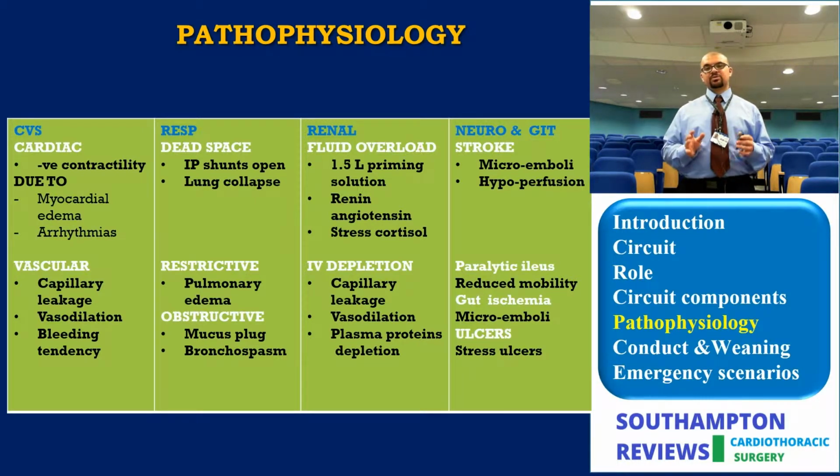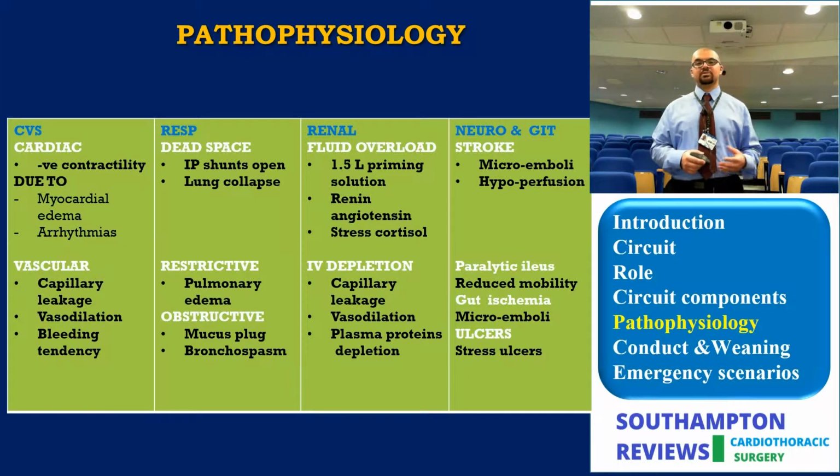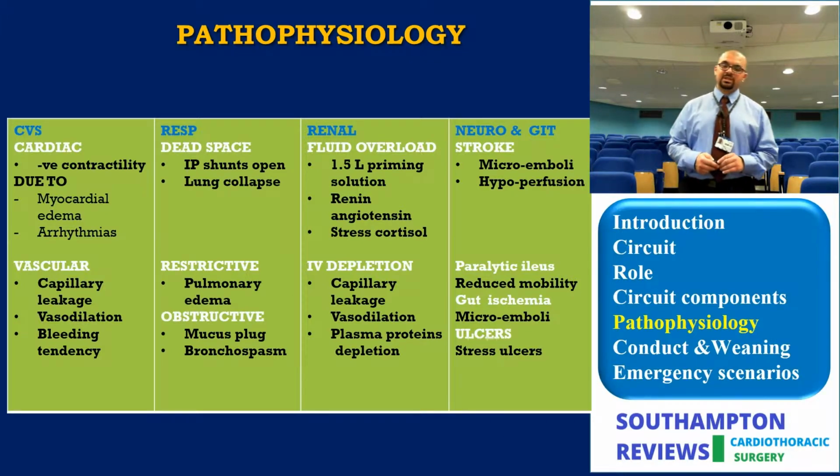Neurologically and GIT patients are susceptible to strokes and GIT problems. Why is that? Due to microemboli, due to hypoperfusion states. Paralytic ileus is common post-operative in any surgical patients. Stress ulcers due to activation of the catecholamines, innate catecholamines, stress response, corticosteroids, renin-angiotensin system. This is in brief to explain what is the pathophysiology of bypass. We'll discuss that in more details.